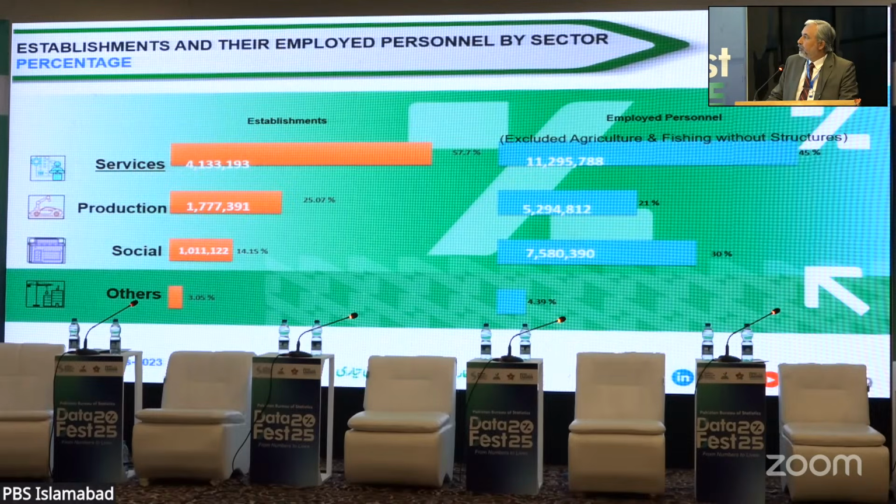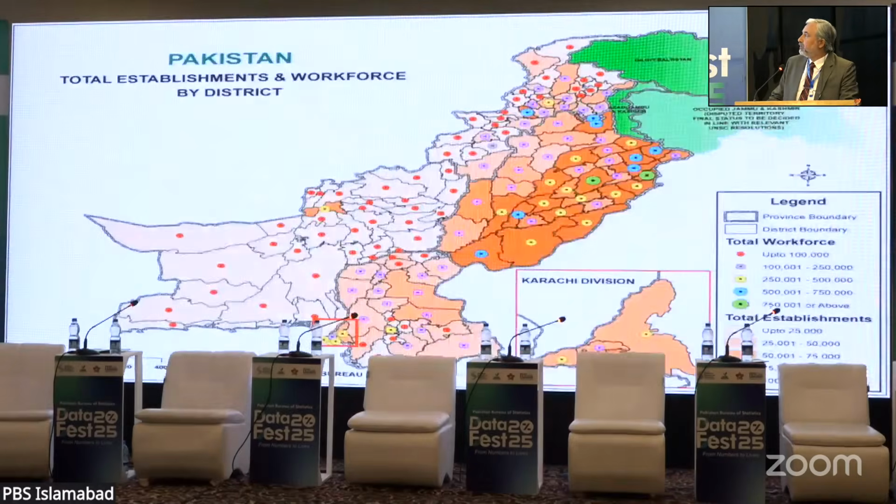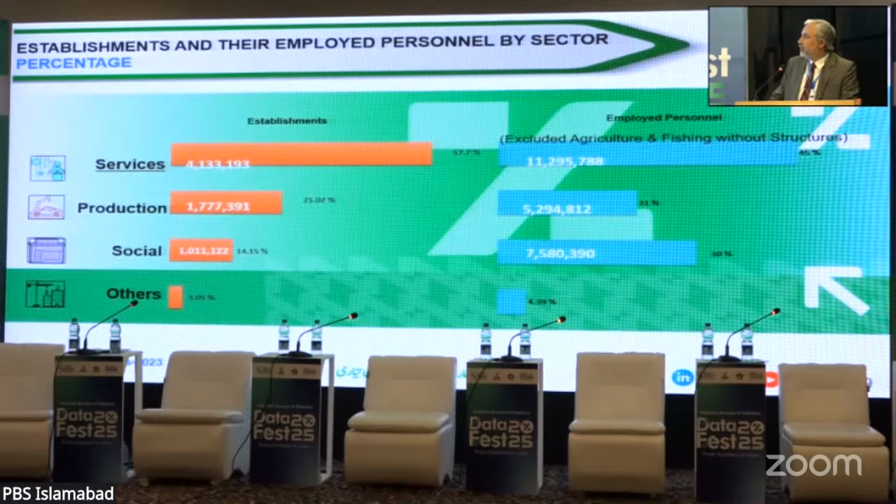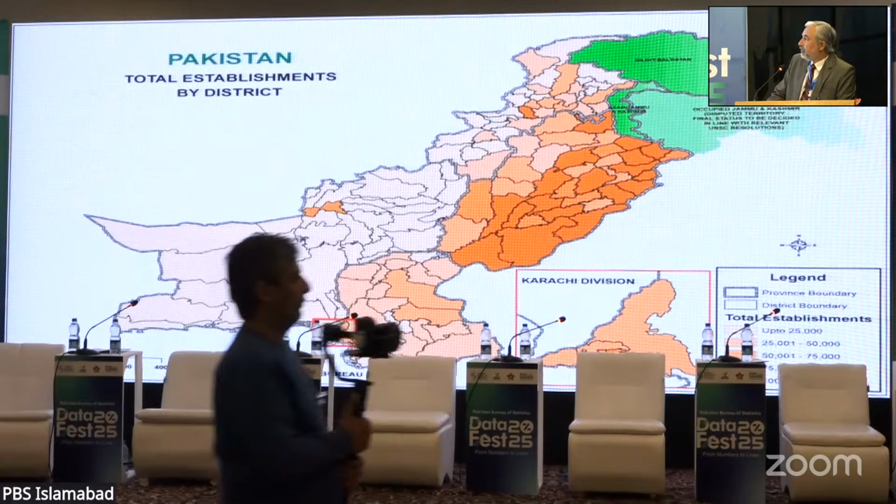When we go to the establishments and their employed persons by sector, in services, this is the information. You can see 57.7% of the establishments belong to services, production, 14% is social and others. Similarly, for employed persons, 45% are linked with services, 21% with production, and 30% with social services. Next.